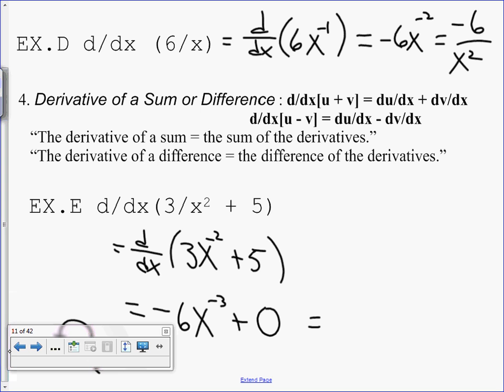All right, so for the final answer for exercise E, how can we rewrite it? Because right now we've got negative 6 x to the negative 3 plus 0. Jamie? Yep. That's it. I don't know why I decided to box that one, but I did.